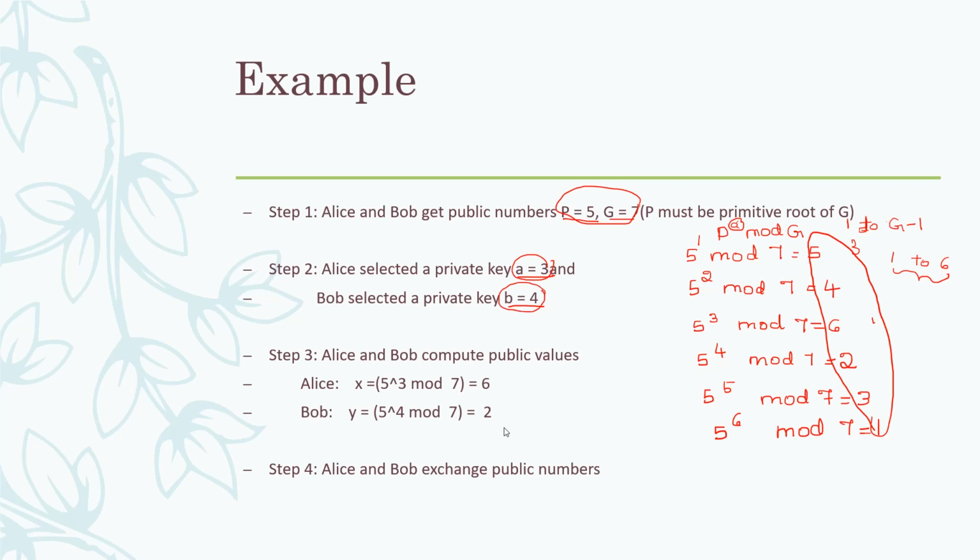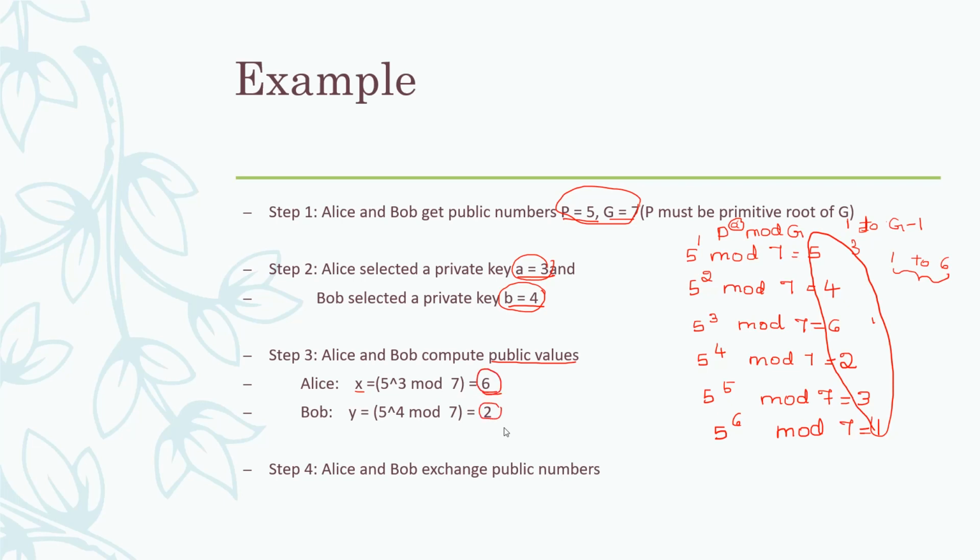Now they compute the public values. So they compute x as 5 to the power 3, that is p to the power a mod g. So we get the value as 6. Next, p to the power b mod g. So the remainder is 2.